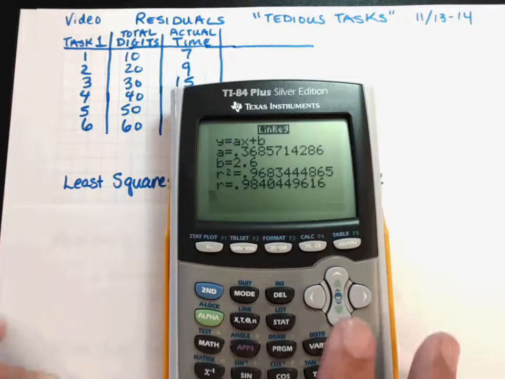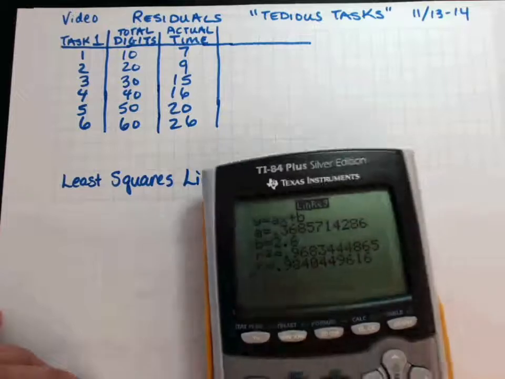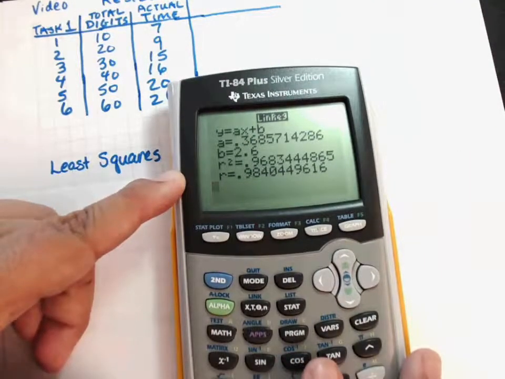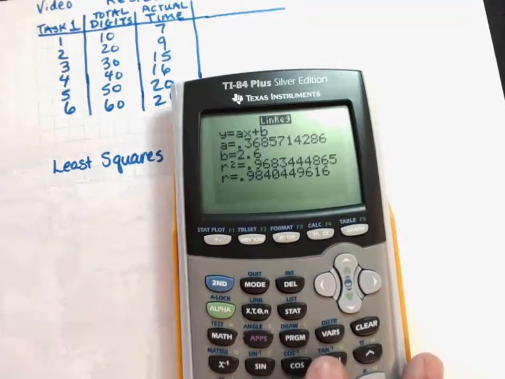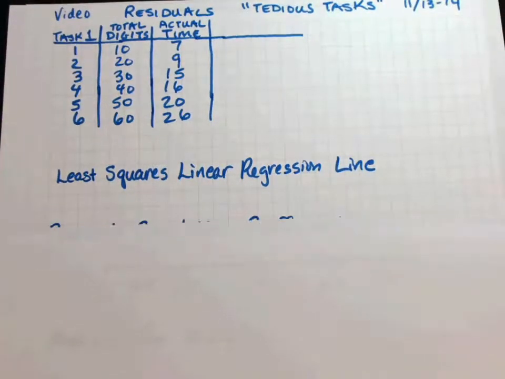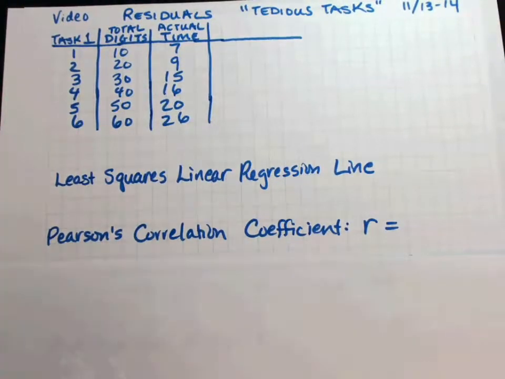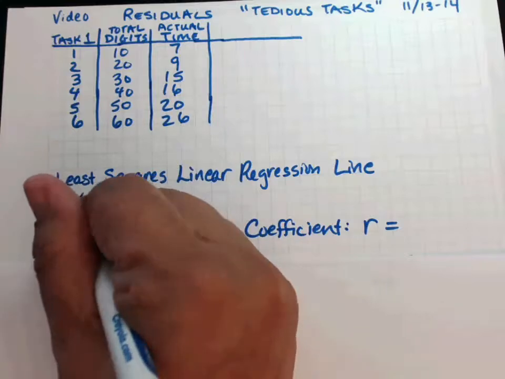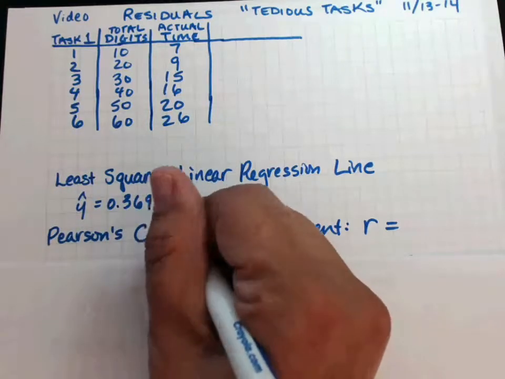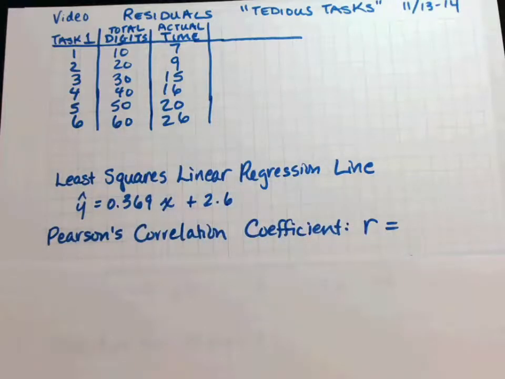So if I ask you for the least squares linear regression line, I'm actually asking you for this ax plus b line, where a is 0.369 and b is 2.6. So I'll go ahead and write that down here. The line for our model is, if I do it with y, 0.369 x plus 2.6.